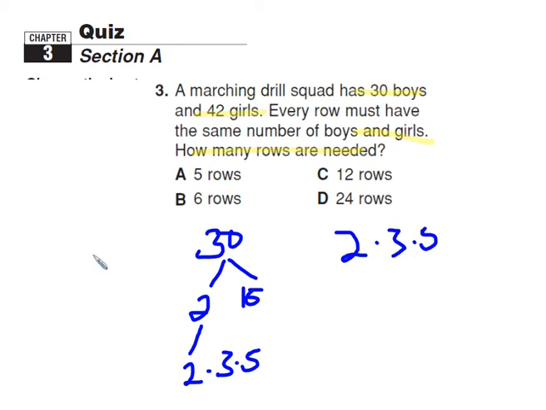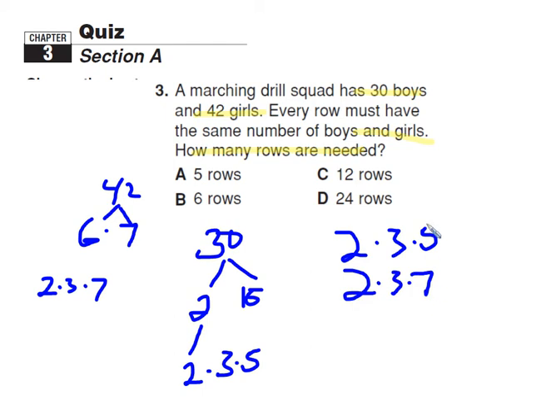For 42, well, 6 times 7 is 42. I can break 6 down further by 2 times 3 times 7. And then you take the numbers that are in the prime factorization string for 30, and if there's a matching one in the one for 42, that one counts. We use it.